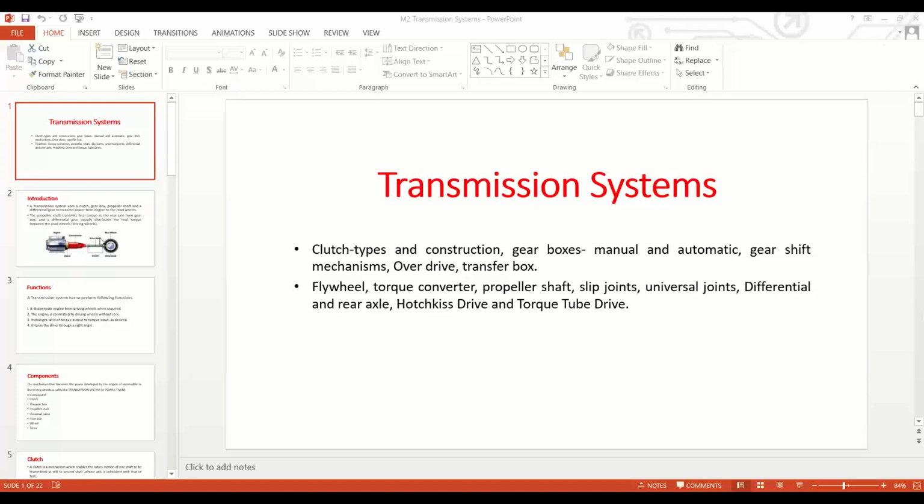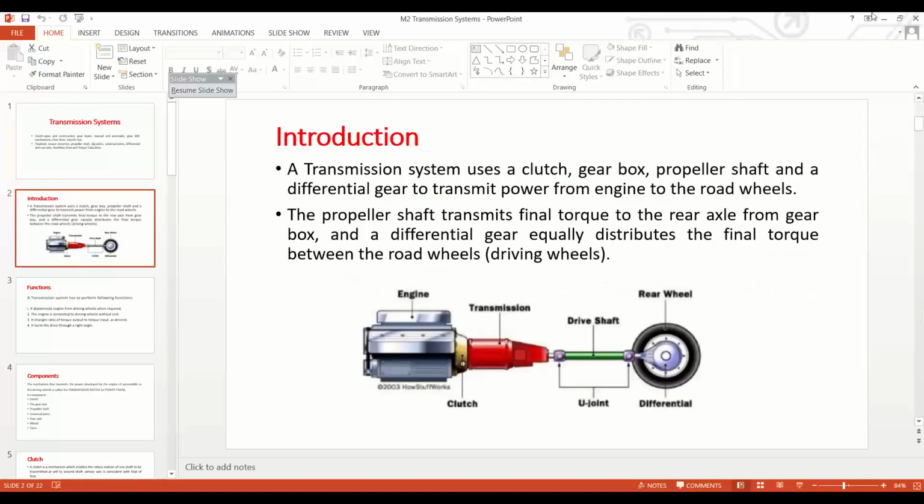Okay, we had discussed the syllabus, and we had seen what the various components of a transmission system are. It has a clutch, gearbox, propeller shaft, differential gear, etc. It is mainly helpful in transferring the power from the engine to the rear wheels. The propeller shaft transmits the final torque to the rear axle. The rear axle has a differential gear which will equally divide the power to both wheels.